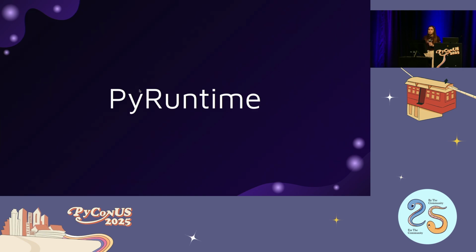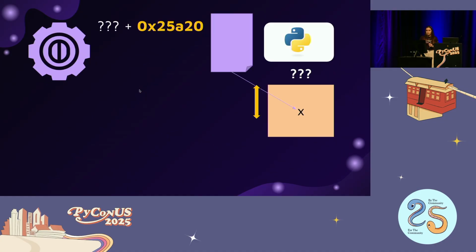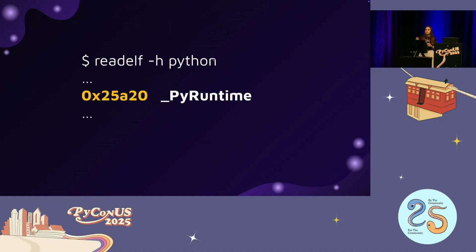So the first thing that we need to do is locate PyRuntime inside the binary. We're going to use something that we added before, like metadata, that is going to show us where in the binary PyRuntime is. If you use a tool such as readelf, you can inspect the binary structure. Here we can see PyRuntime, and this address is actually the offset where the PyRuntime is inside the binary.